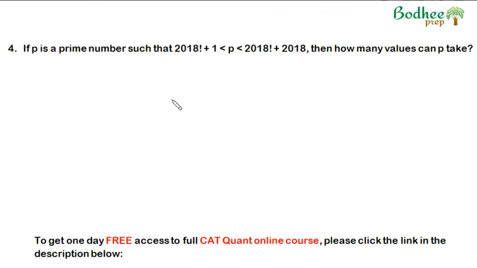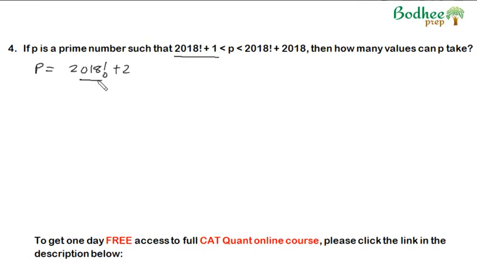Now this appears to be a difficult question, but it's actually not. For such kind of question, what you should be doing is that you should take one of the possible numbers. What could be the least possible number of p here? It has to be greater than this, right? And p is also a natural number. Every prime number is a natural number. So I can say that the smallest value which p can take is 2018 factorial plus 2, right?